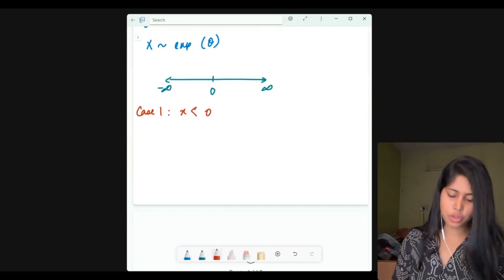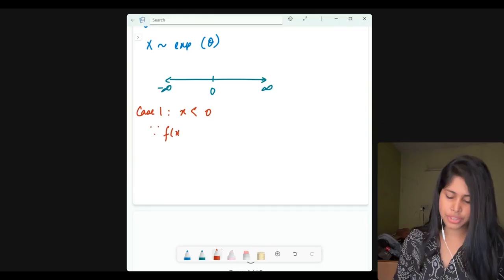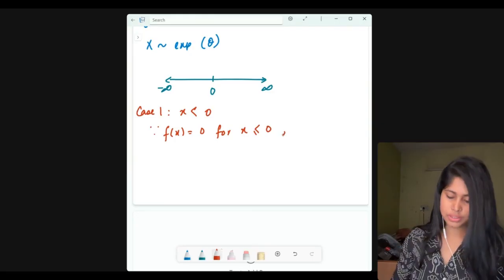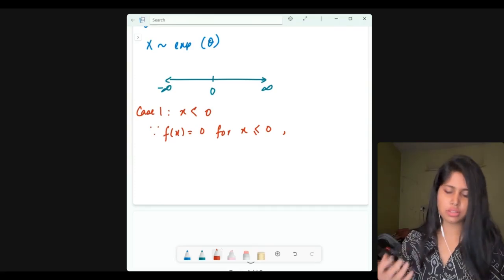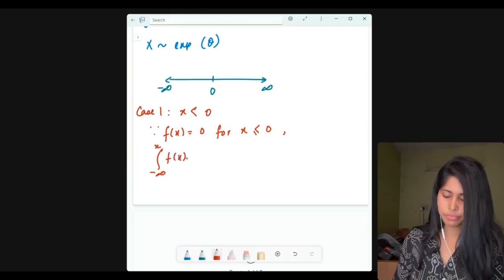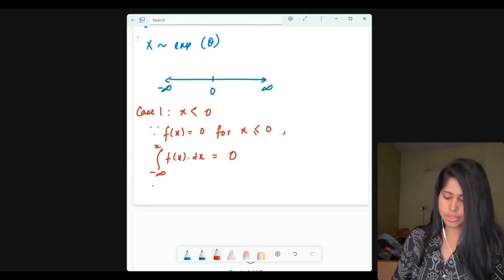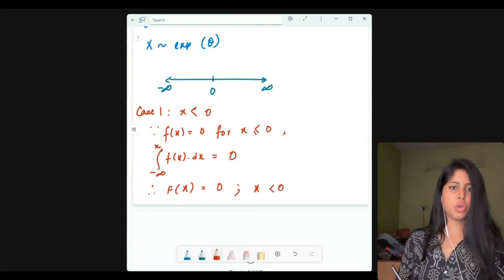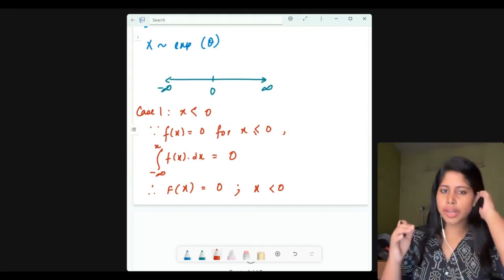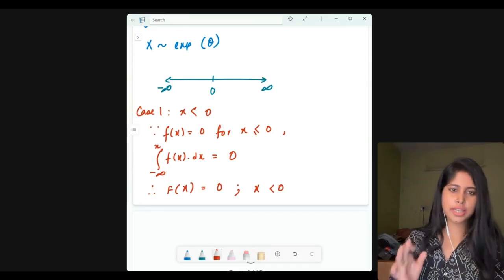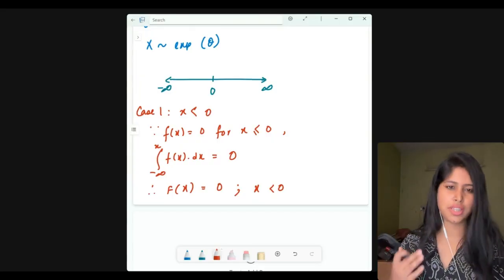Now when x is less than 0, how do you write it? Since f of x is equal to 0 for x less than or equal to 0, you can write the integral like this, or you can write directly that the integral from minus infinity to x of f(x) dx will be equal to 0 only. Basically, f(x) will be 0 for x less than 0. Can you understand the logic behind why the probability will be 0? So that is the first case, and now we are going to come to the second case, which is the important part.